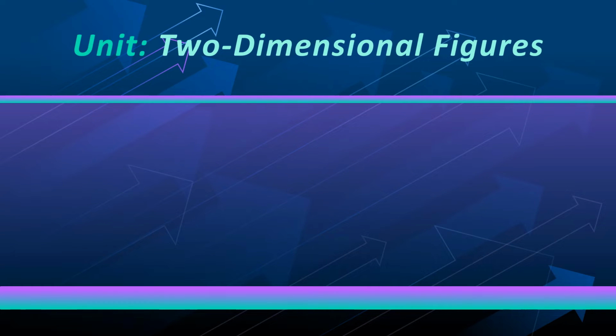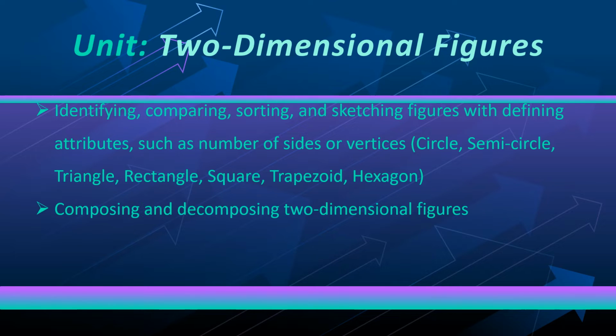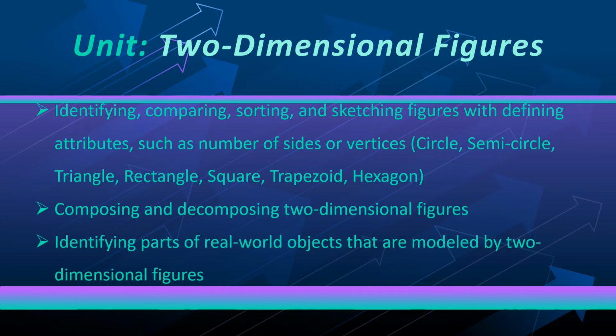The first grade unit on two-dimensional figures will include the following learning goals. We want our students identifying, comparing, sorting, and sketching figures with defining attributes. This includes circles, semicircles, triangles, rectangles, square, trapezoid, and hexagon. We also want our students to be able to compose and also to decompose two-dimensional figures. And finally, we want our students to be able to identify parts of real-world objects that are modeled by two-dimensional figures.